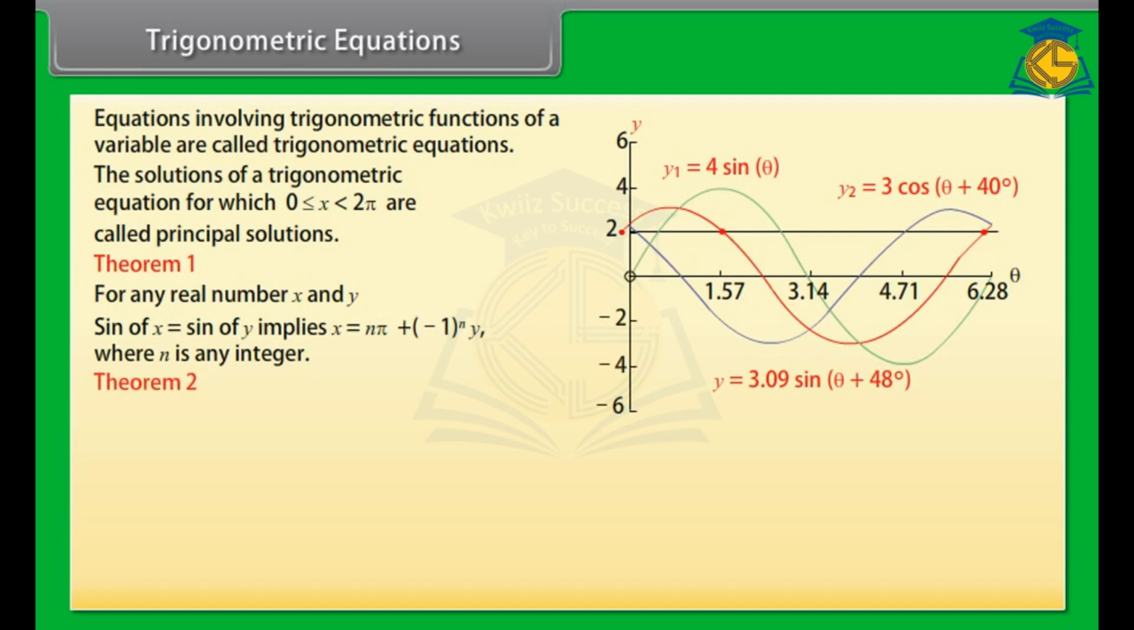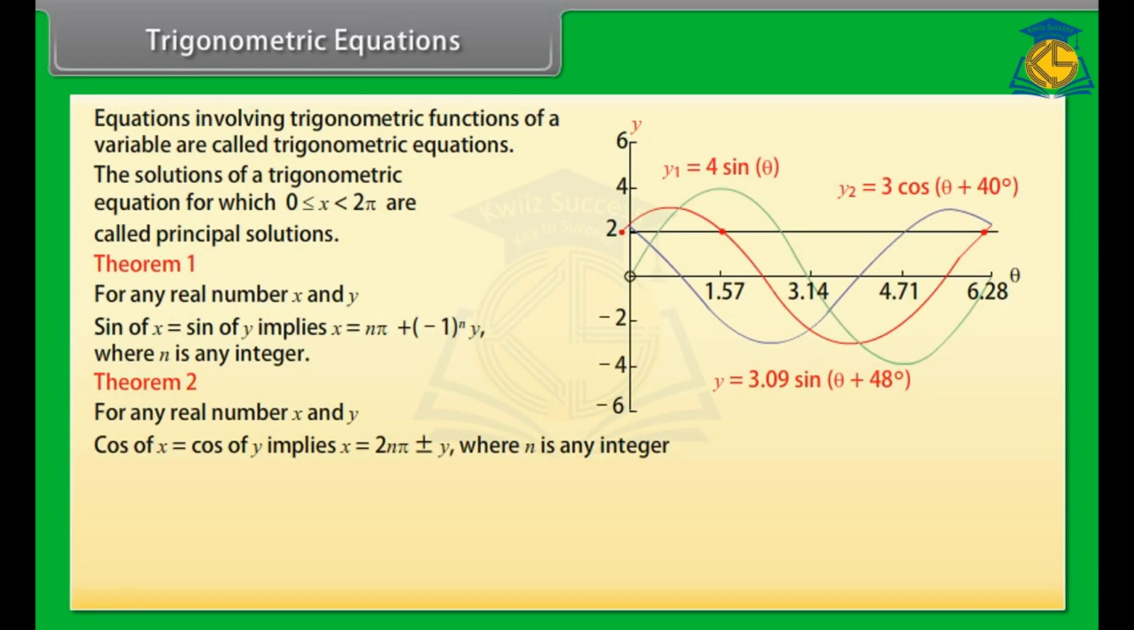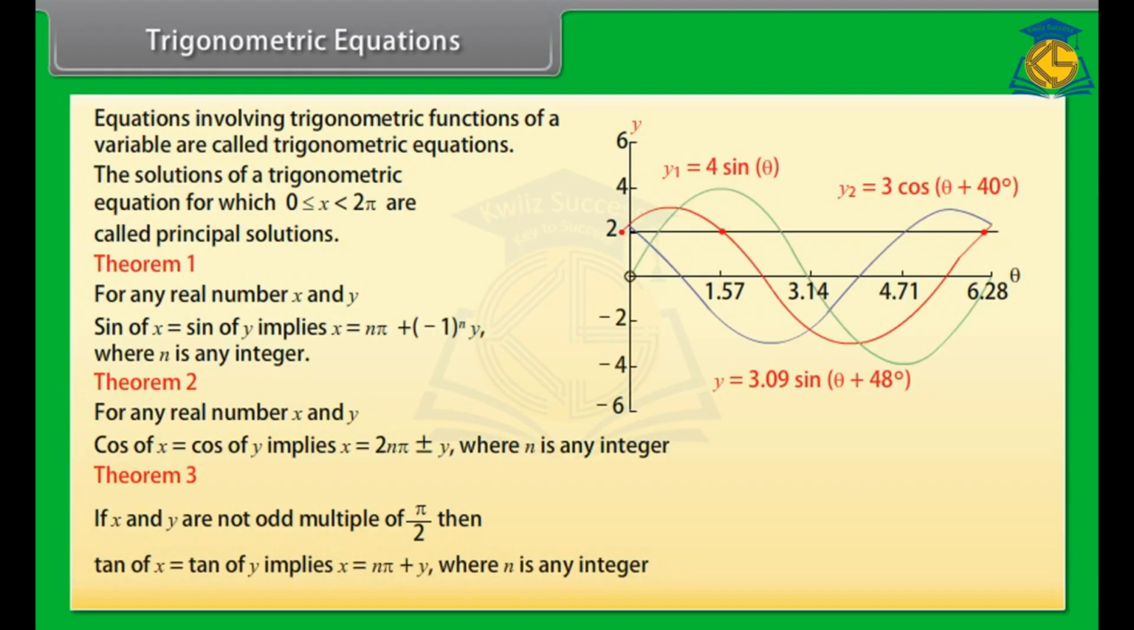Theorem 2. For any real numbers x and y, cos x equals cos y implies x is equal to 2nπ plus or minus y, where n is any integer. Theorem 3. If x and y are not odd multiples of π by 2, then tan x equals tan y implies x is equal to nπ plus y, where n is any integer.